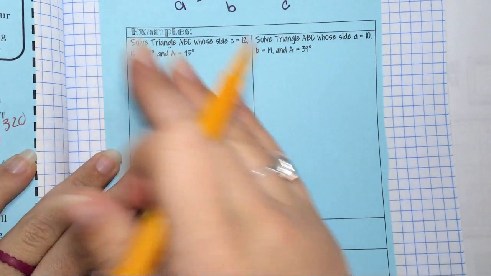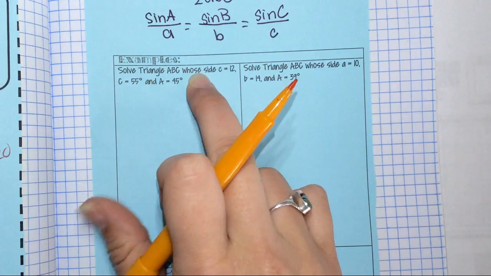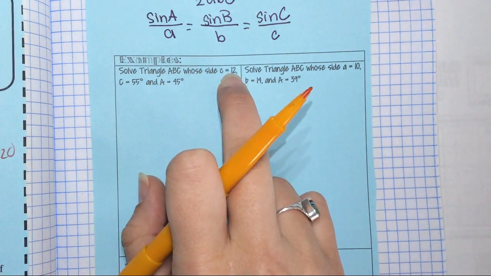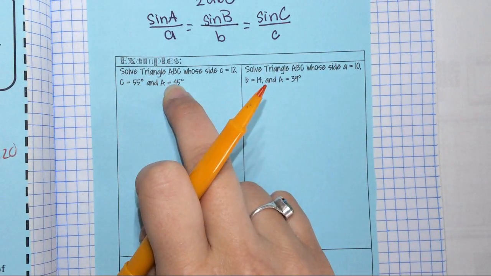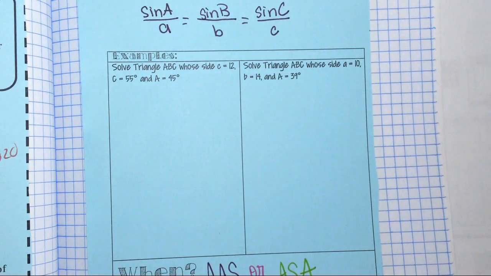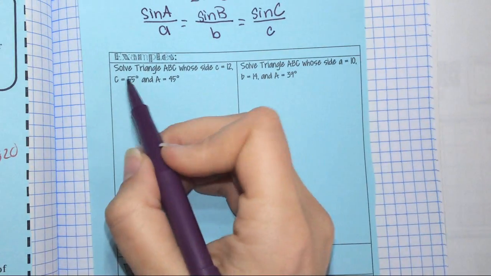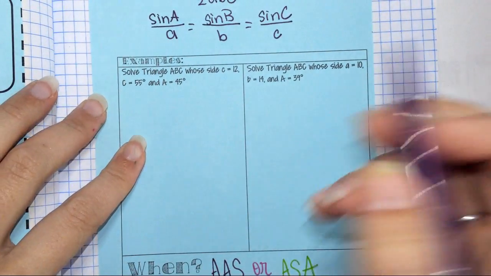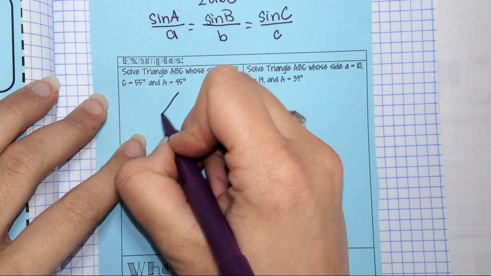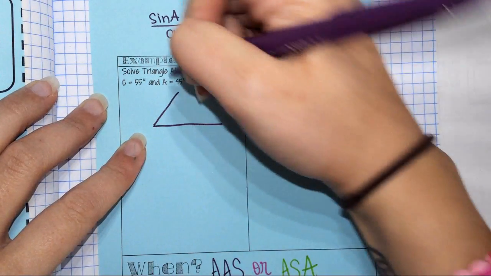All right, now, let's put this into practice. This says solve triangle ABC, whose side C is 12, C is 55, and A is 45. What should we do first? Draw our triangle. Now, is it a right triangle? No, because we have 55, 45, so that's not going to make a right triangle. Let's draw a triangle.